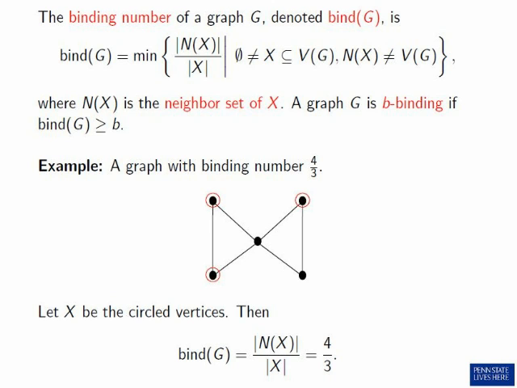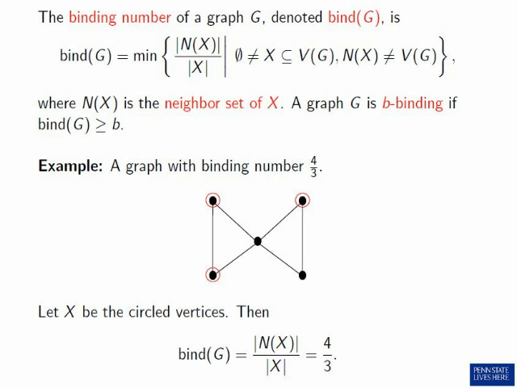setting restrictions or conditions on the degrees, just as Chvátal's theorem does, with also assuming a bound on the binding number. Now, what do we mean by the binding number of a graph? For bind of G, we look at all the vertex subsets that are non-empty and whose neighbor set is not the entire set of vertices. And then we take these ratios of the size of the neighbor set of X divided by the size of the set. Look at all those ratios, the minimum is the binding number.